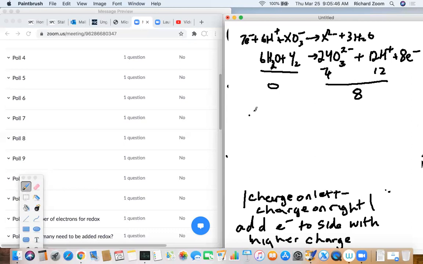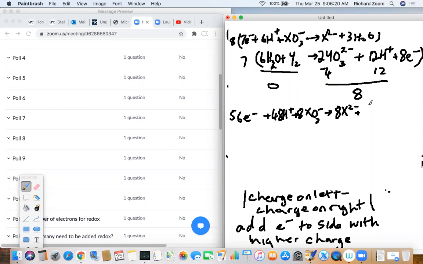So for this one, we multiply the top one by 8. And multiply the bottom one by 7. Ooh, it's big numbers. All right. So we're going to have 56H+ plus 48H plus 8XO3- gives 8X2- plus 24H2O.